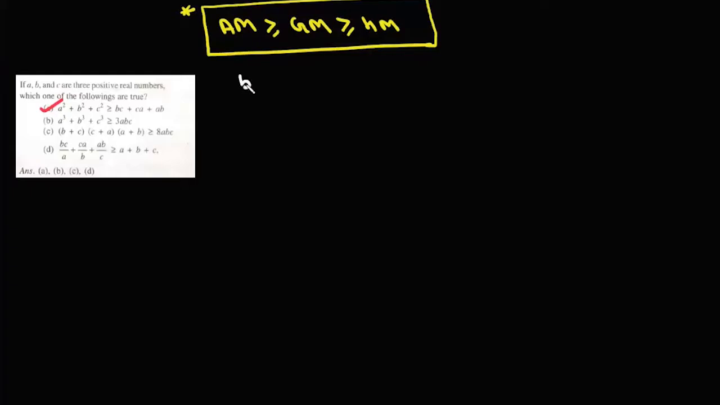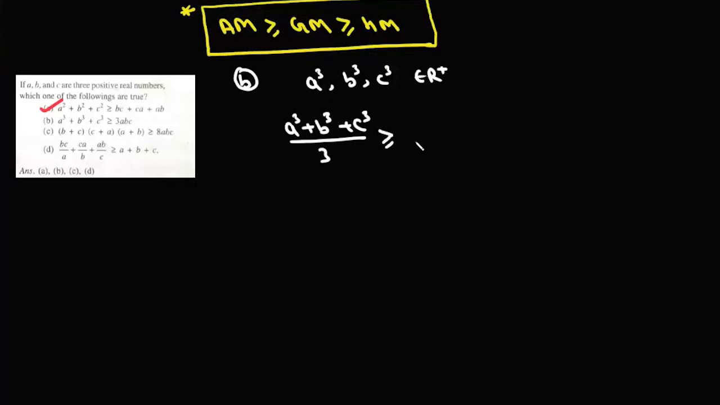Now we'll come to this option B. Now option B is direct application of AM-GM. So we have three numbers, a cube, b cube and c cube. They are all positive real numbers. We can write their arithmetic mean, so it will be a cube plus b cube plus c cube by 3. It will be greater than or equal to their geometric mean. So there will be a cube, b cube, c cube to the power 1 by 3, which is abc.